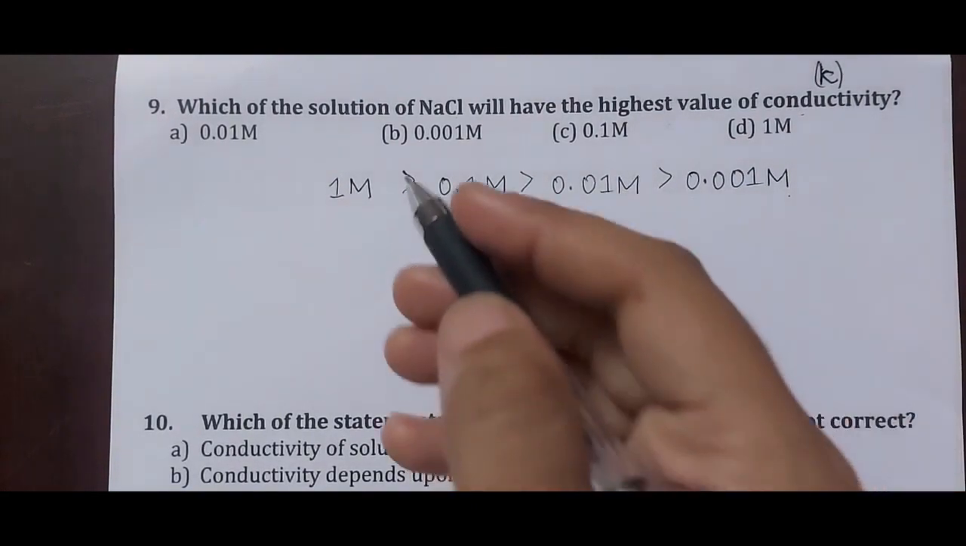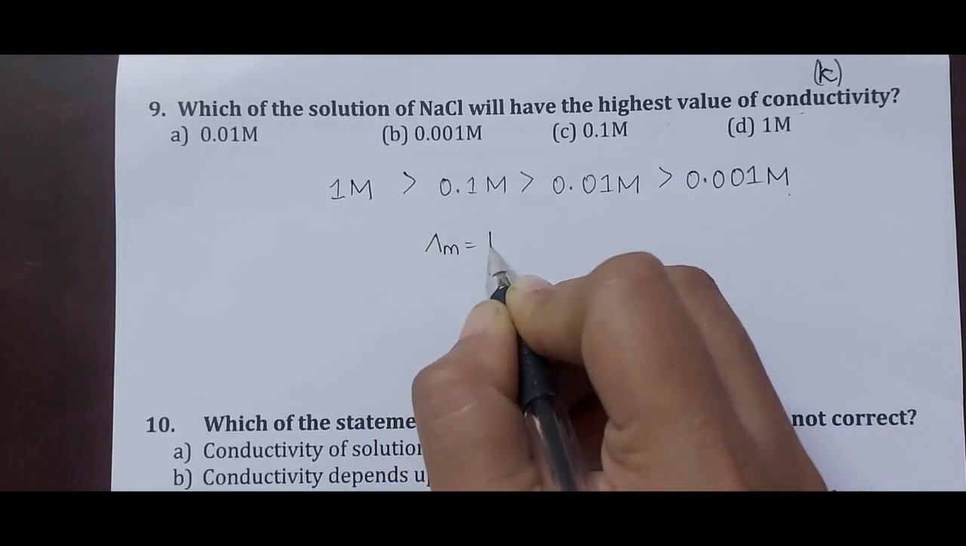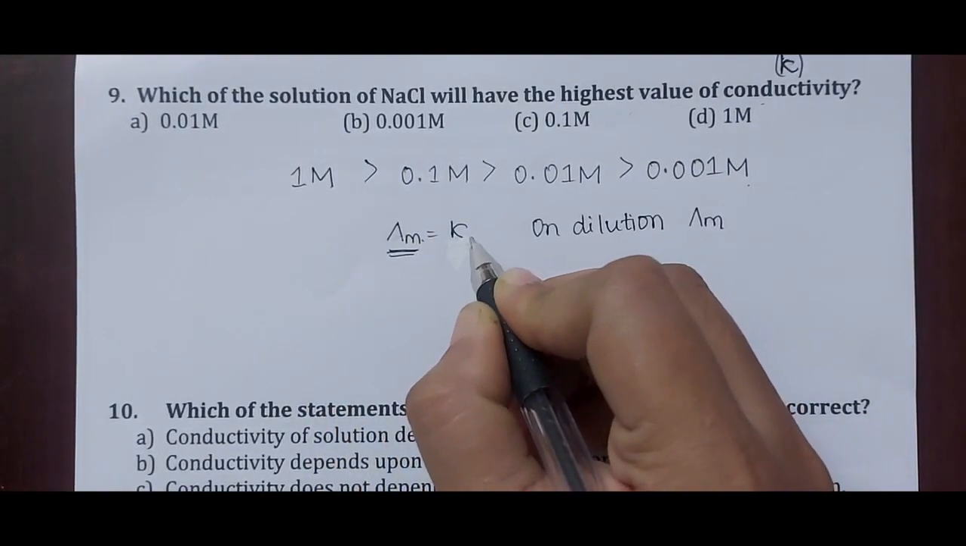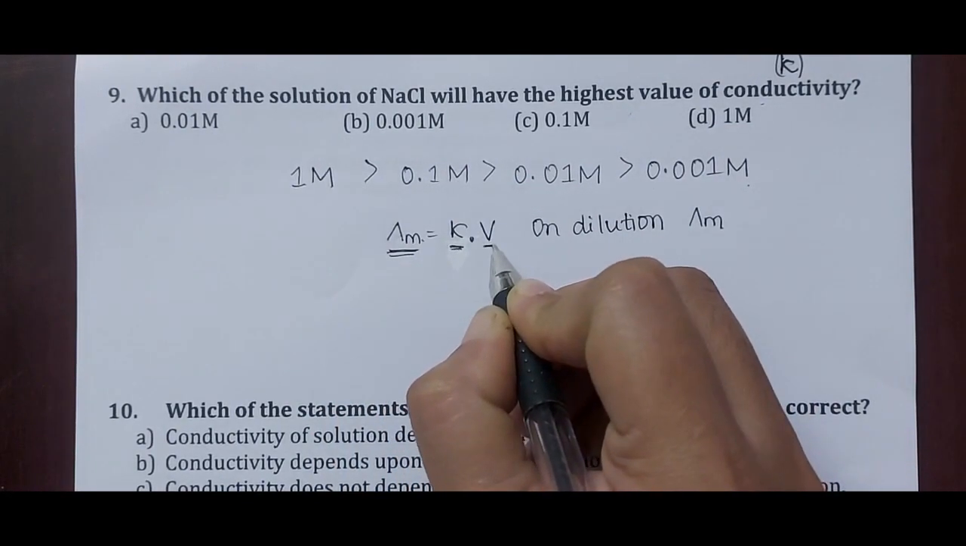We have studied a concept, so we'll relate and recall the equation. The equation was that molar conductivity lambda m is related by the equation lambda m equal to kappa into V, where kappa is conductivity and V is volume.